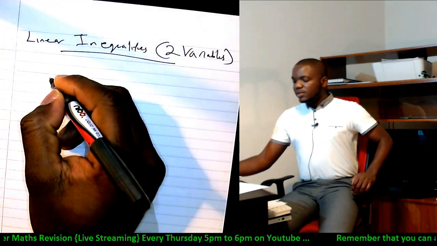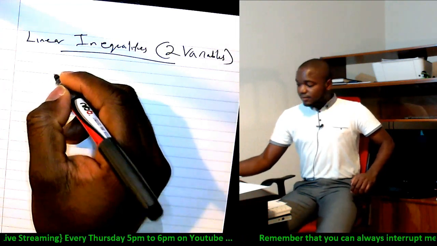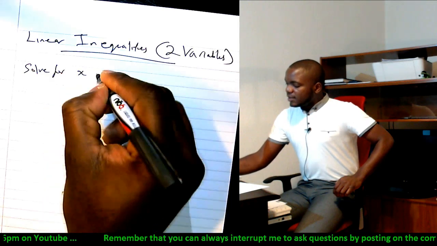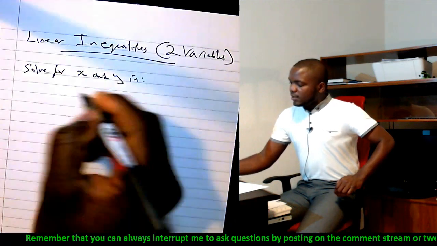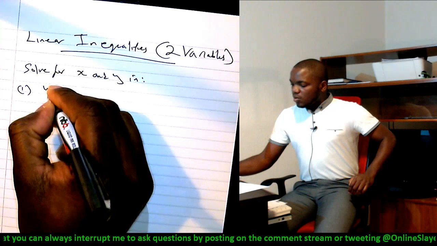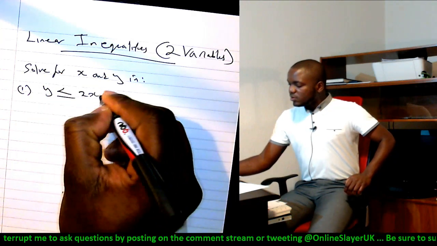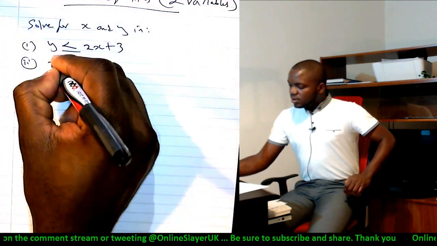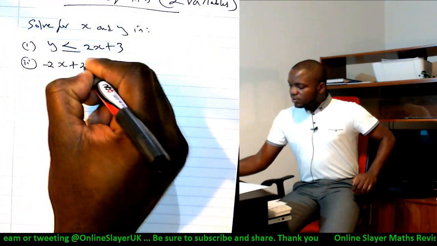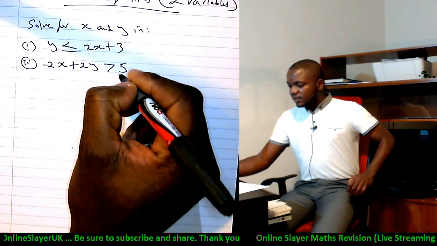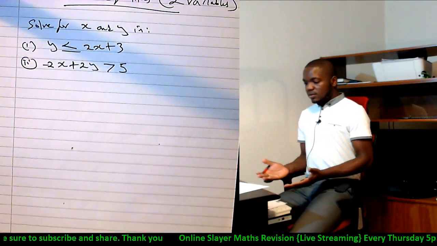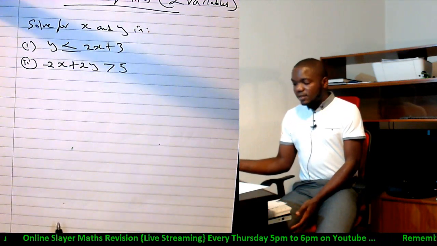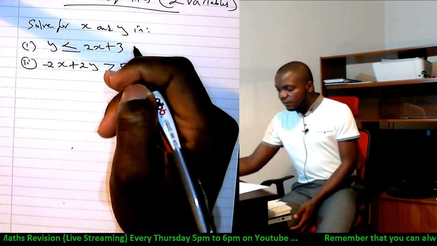Now this is something you'll come across almost all the time. So solve for x and y in the problems below. Number 1: y is less than or equal to 2x plus 3. Number 2: minus 2x plus 2y is greater than 5. Solve these problems. They are not simultaneous equations, okay? They are separate problems. Solve this and solve that.